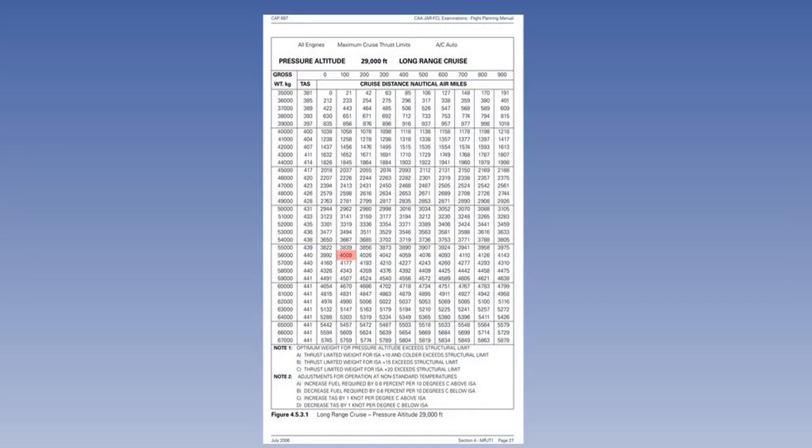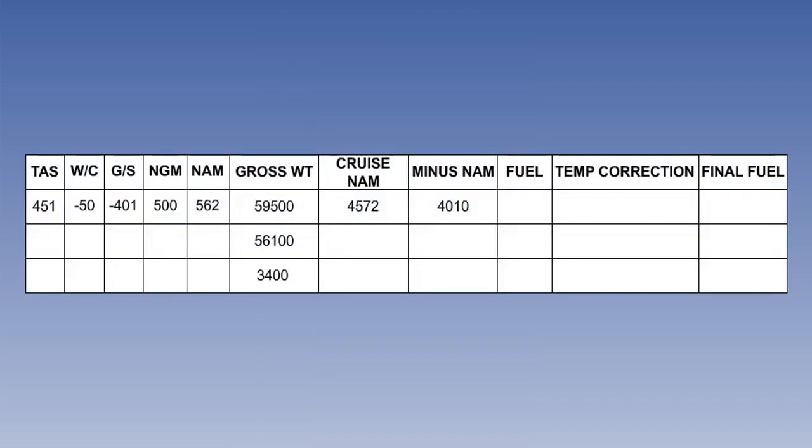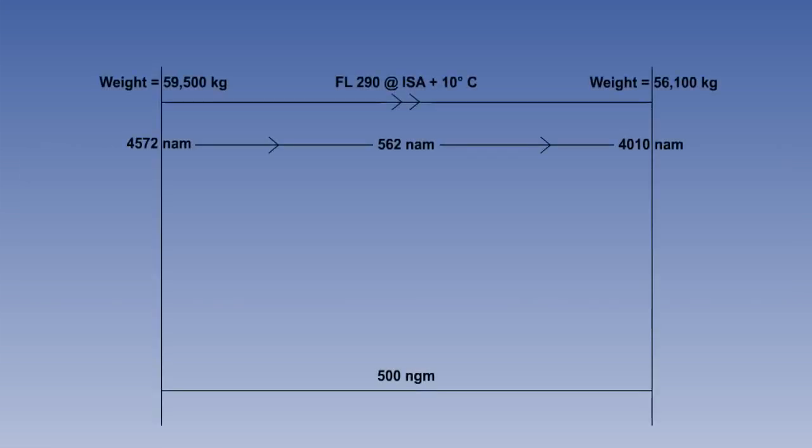Now go back again to figure 4531 and in the nautical air miles columns, find the closest figure you can to 4,010, which in this case is 4,009. This corresponds to an aircraft weight of 56,100 kilograms. At the start of the leg, the weight was 59,500 kilograms. It is now 56,100 kilograms. The aircraft has therefore used 3,400 kilograms of fuel in order to fly those 562 nautical air miles. Let's look at this on our diagram.